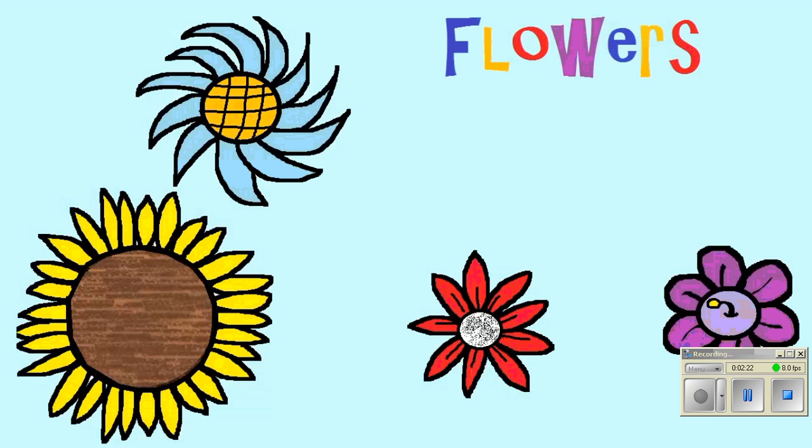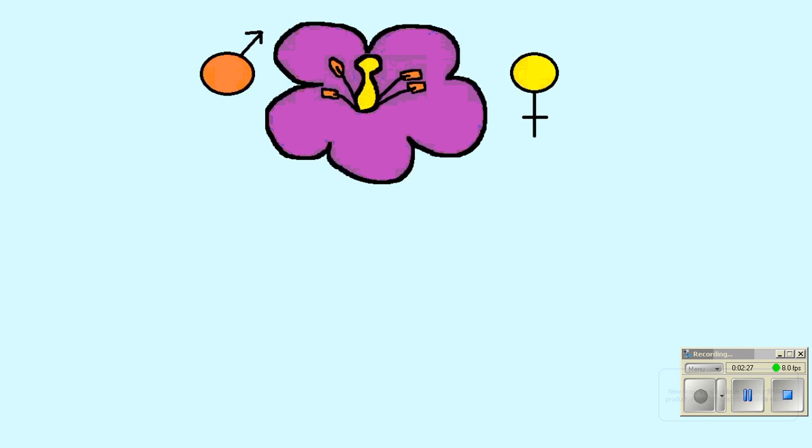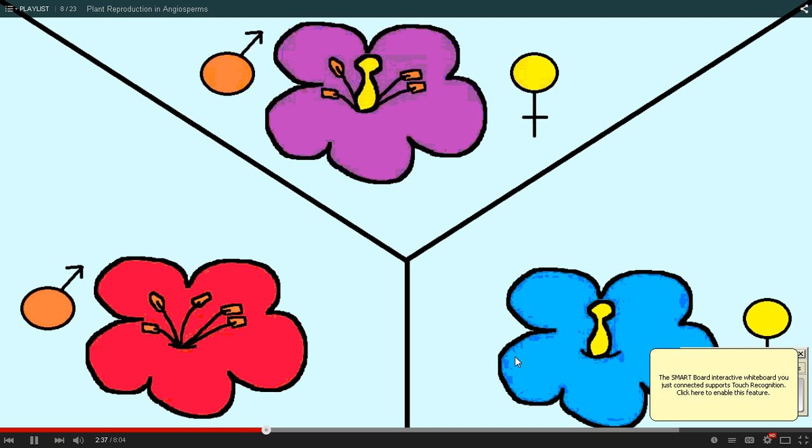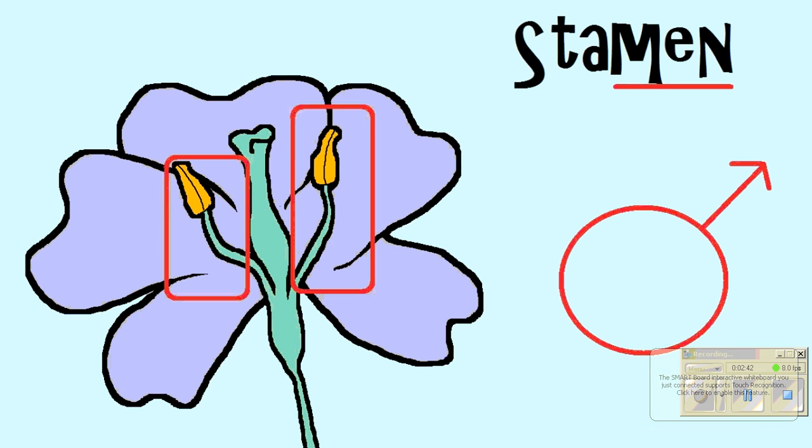So angiosperms have flowers, and these are the reproductive structures. Many flowers contain both male and female parts. Other flowers only contain one gender of parts. Let's talk about flower parts of an angiosperm. First, we'll start with the male parts. The male parts make up the stamen. Stamen has men in it, so that helps me remember male.